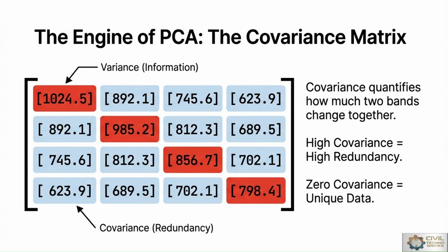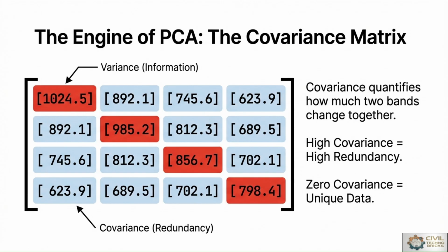So principal component analysis uses covariance relationships to identify the most informative data patterns. In civil engineering projects, covariance analysis improves interpretation of terrain, land use, and construction site characteristics.